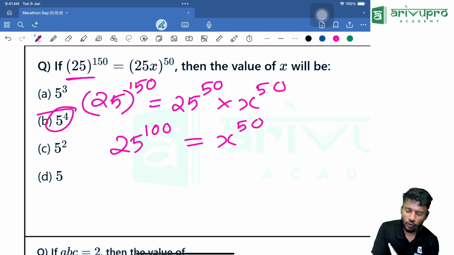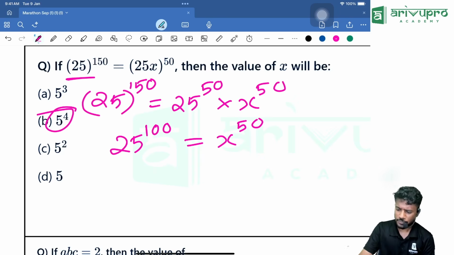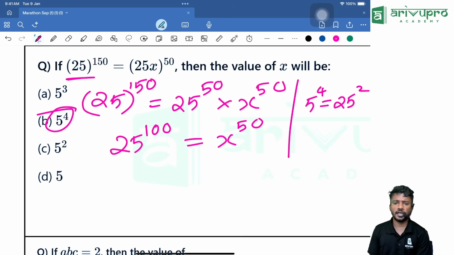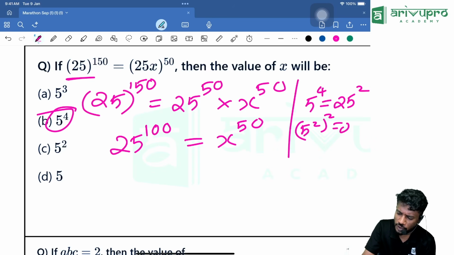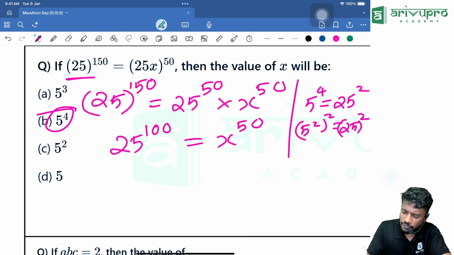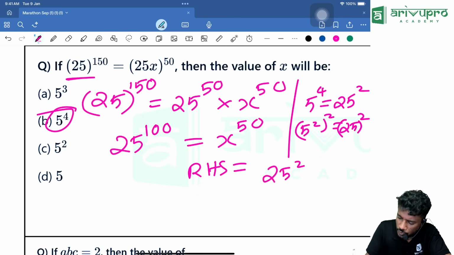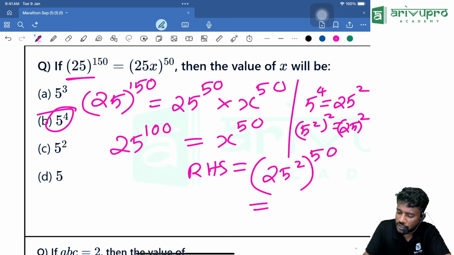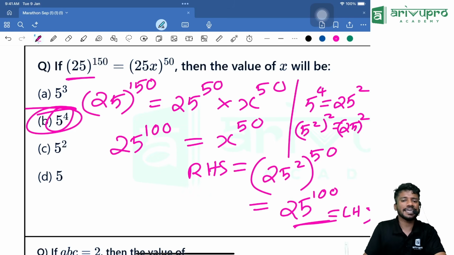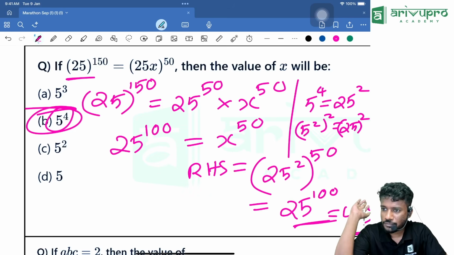Can I say 5 power 4? No, 5 power 4, let's see. 5 power 4 is what? That is 25 square, right? 5 power 4 is 5 square, the whole square, which is 25 the whole square, or 25 square. That means, if I put it over here, RHS is equal to 25 square, the whole raised to 50, which is equal to 25 raised to 100. That means option B is your answer, which is equal to our LHS. Is that correct, people?